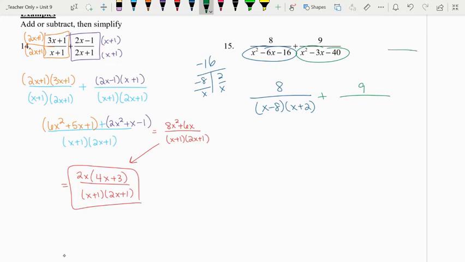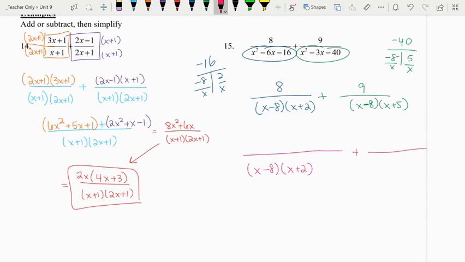The second one, first times last, is negative 40. What multiplies to negative 40 adds to negative 3. That would be negative 8 and 5. So now I need to come up with my common denominator. So we take all of the first one, which is x minus 8 and x plus 2. And then we take all of the second one, but we don't repeat anything that we have. So in the second one, we already have an x minus 8, so I don't need to write it again, but I do need the x plus 5.